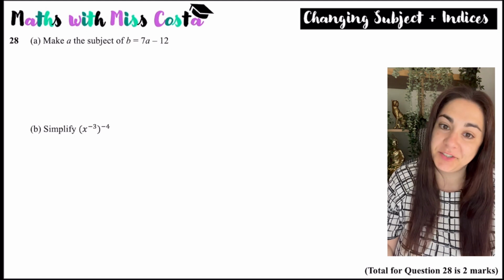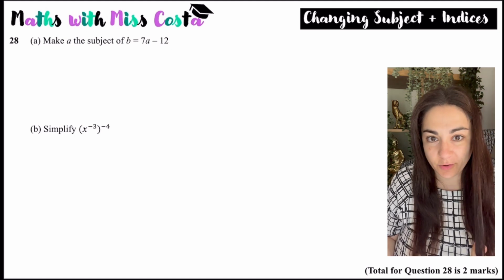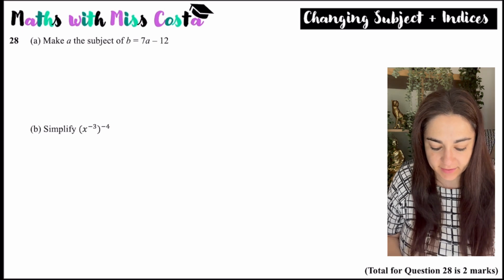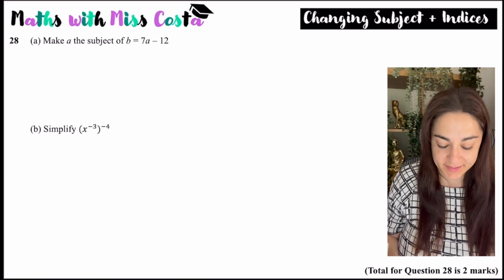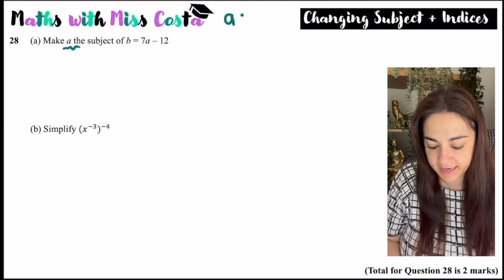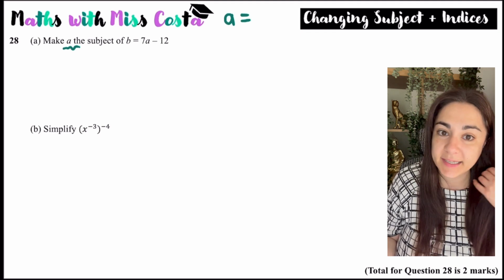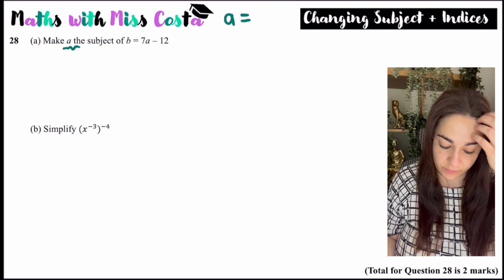Okay, so in this question, we're being asked to make something the subject of a formula. So when we have a question like this, all it's asking us to do is to rearrange it, move things around, so that in this case, A is the subject, which means we want to get it in the form A equals. So there's a few ways we can do this. Once again, we can look at our function machine if we want to.